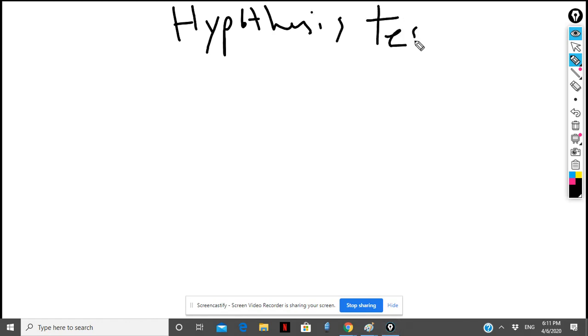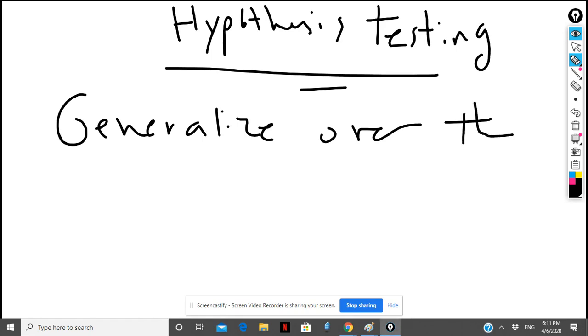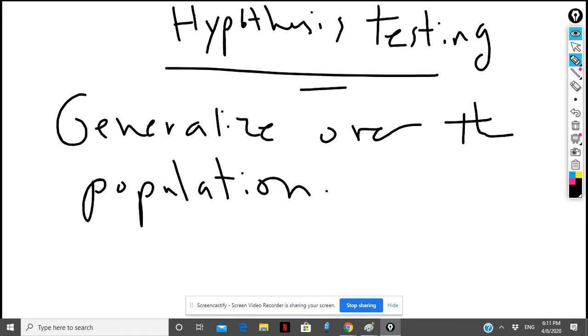Today we're going to talk about hypothesis testing. What's hypothesis testing? Hypothesis testing is used to generalize over the population. What does it mean? It means that the statistical analysis you did, you can generalize it over the whole population, although you took a small sample.